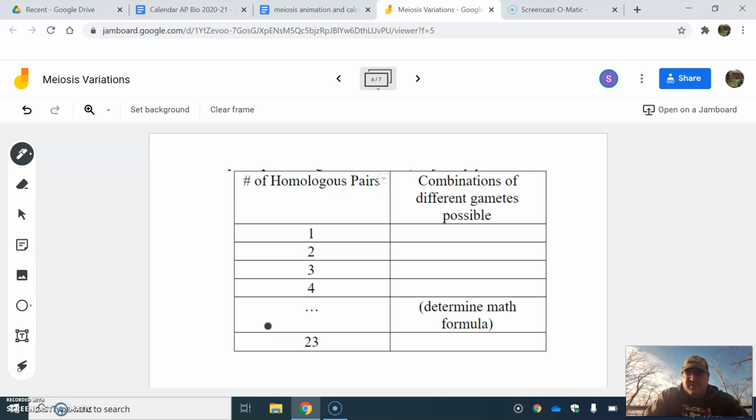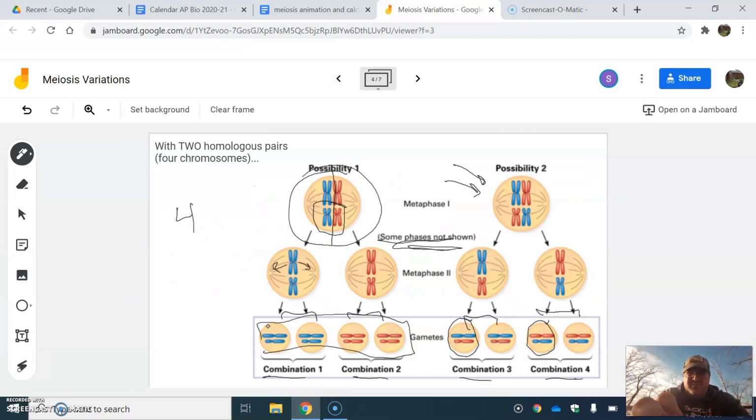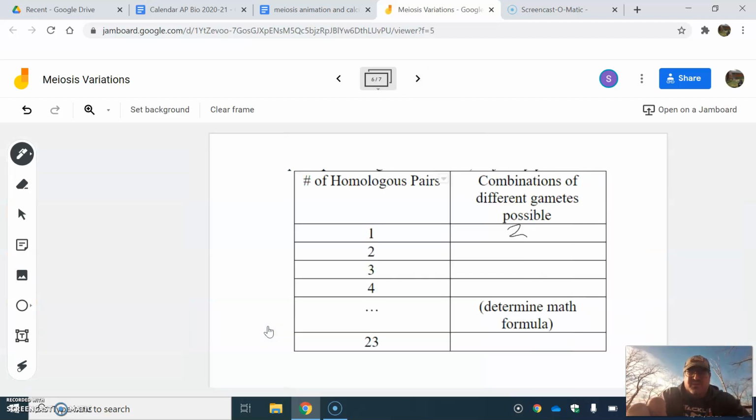With one homologous pair, if you recall, we had just two possible outcomes. With two homologous pairs, go back to the slide if you need to, and in fact, I'll just do it real quickly here. With two homologous pairs, you ended up with one combination. Remember, these are repeats of each other. A second combination, a third combination, and a fourth combination. So 4 different types.